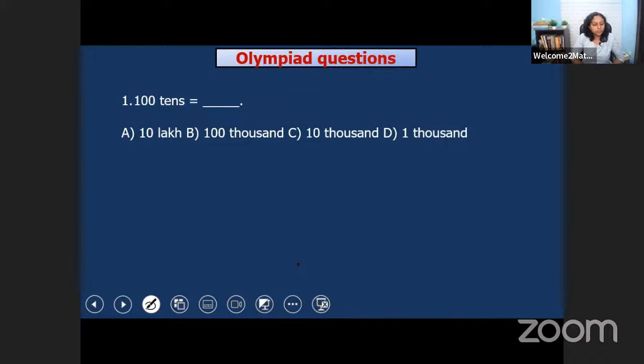100 tens is equal to what? Okay, you understood the chat box. Very good. It's 1,000. Now, tell me the answer. So I'll show you the answer, then I'll check the answer chat box, and I'll tell you how many of you have answered correctly. Okay, so 100 tens means 100 into 10. That's all. 100 into 10 means 1,000. So our answer would be option D.